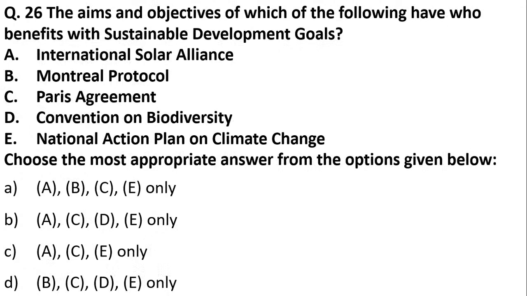The aim and objective of which of the following have benefited from sustainable development goals? So which of these protocols have gained benefit from SDG? It is International Solar Alliance, Paris Agreement, Convention on Biodiversity and National Action Plan on Climate Change. Right answer is option D.